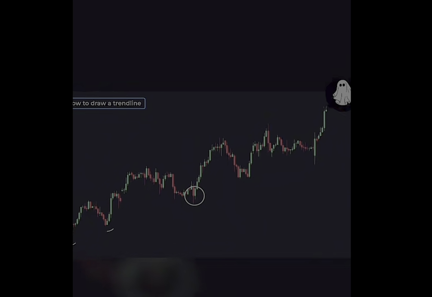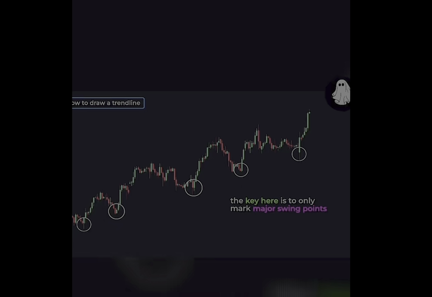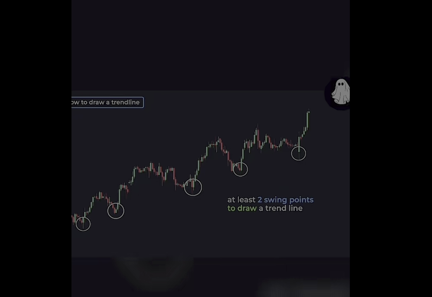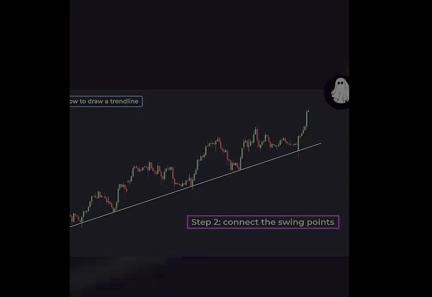And in this case, we can see multiple swing lows right here. However, the key here is to only mark the swing points that are major and obvious to spot. So, only mark the ones that stand out. Now, there needs to be at least 2 major swing points in order for us to be able to draw a trend line. In this case, we have more than enough. So, once you've identified them, simply draw a straight line connecting them.